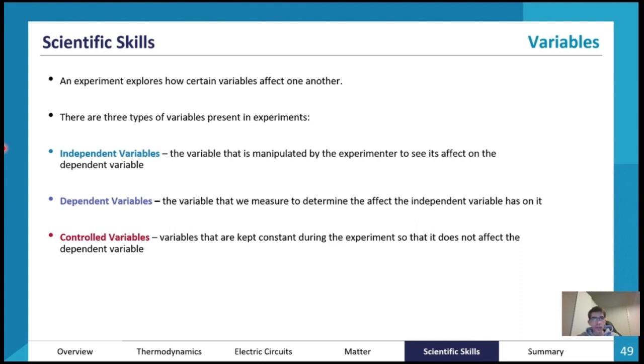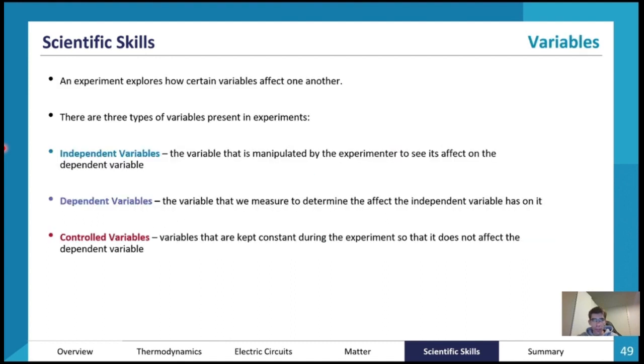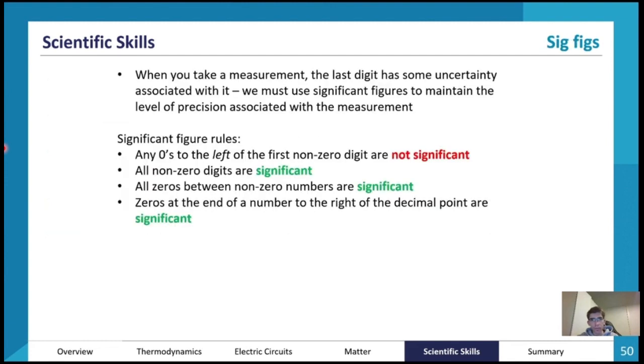Now let's talk about scientific skills for a bit. You'll be required to make a poster, and the poster is basically you explaining an experiment. You have to state the independent, dependent, and controlled variables in your experiment. The independent variable is the variable that you are manipulating. The dependent variable is the variable that changes as a result of you manipulating the independent variable. Controlled variables are any other variables that must be kept constant to prevent the dependent variable being affected by any other thing than the independent variable.